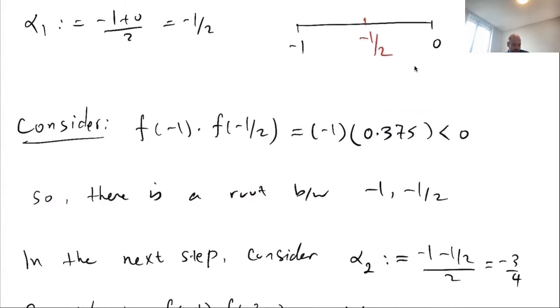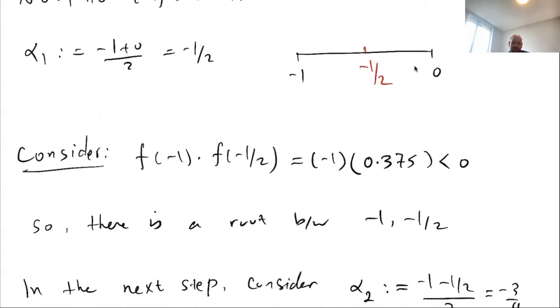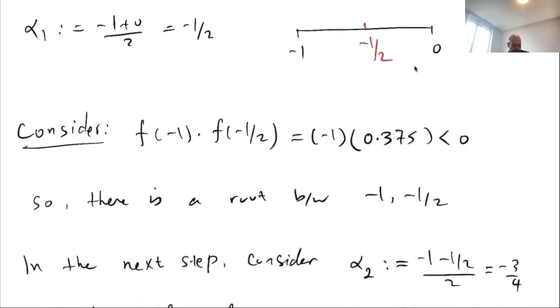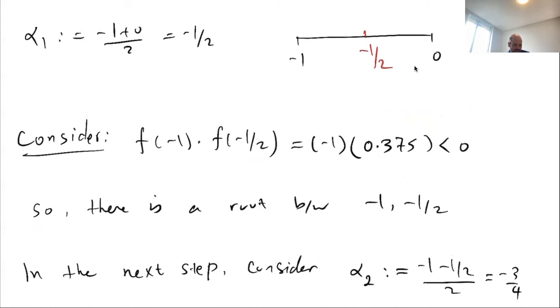So we narrowed down the root to be between -1 and -1/2. In the next step, once you narrow down the root between two numbers, you can consider an average of those two numbers to narrow it down further. So the average of -1 and -1/2 is -3/4. So -3/4 is here.